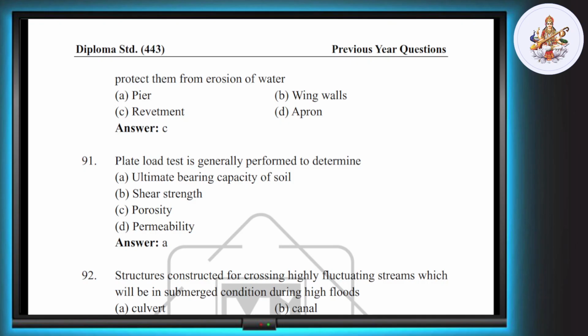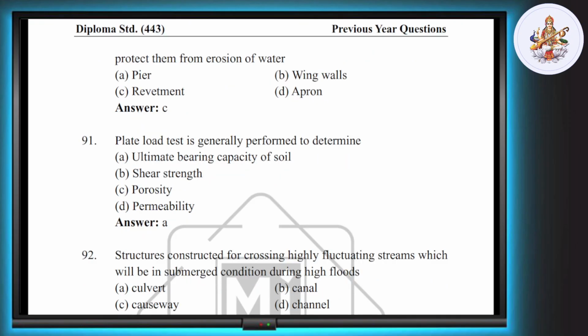Question 91. Plate load test is generally performed to determine. Correct answer, A. Ultimate bearing capacity of soil. Explanation. This test involves placing a plate on soil and loading it to measure how much load the soil can safely support before failing.